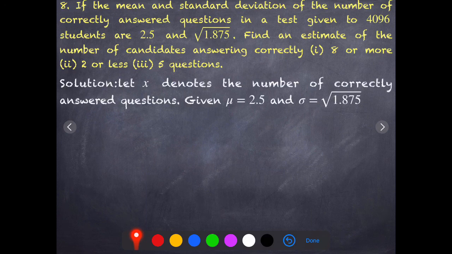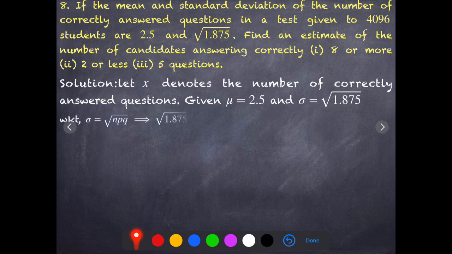X denotes the number of correctly answered questions. Given mu is equal to 2.5 and sigma is equal to 1.875. They are not given the values of P and Q here. So if at all I need to apply the binomial distribution, I require the P and Q values. To get that one, I will use these two values.